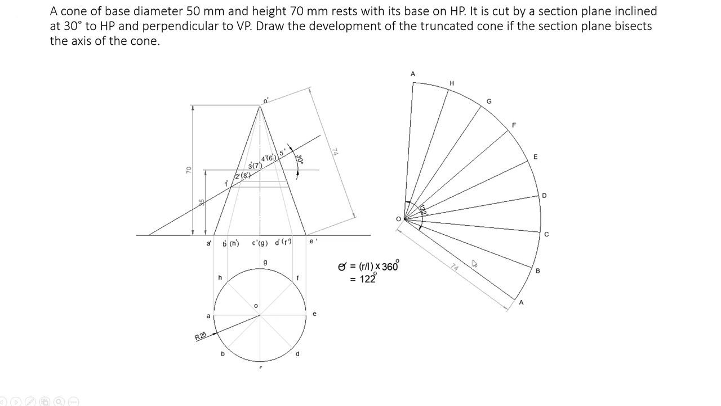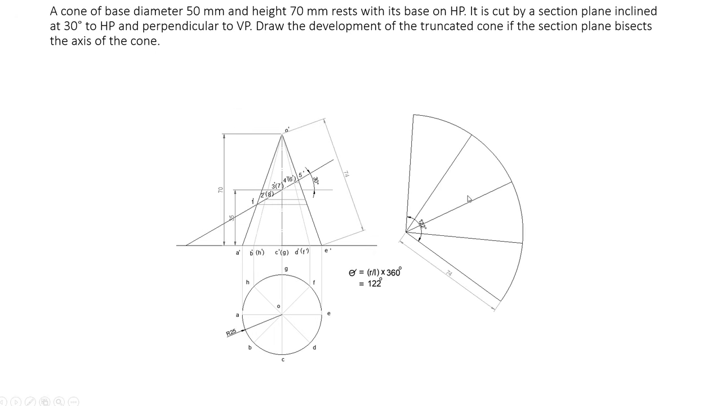So you want to divide the same 122 degrees into the same number of divisions. So here, you divide that into 8 divisions. So 15.25 will be one angle. In that way you can divide that angle 122 into 8 divisions. Here how many divisions are we taking? 8 divisions. So we want to take the same number of divisions here.